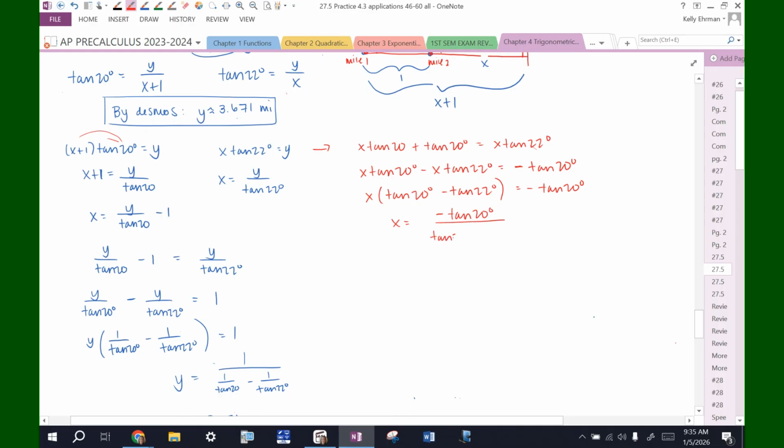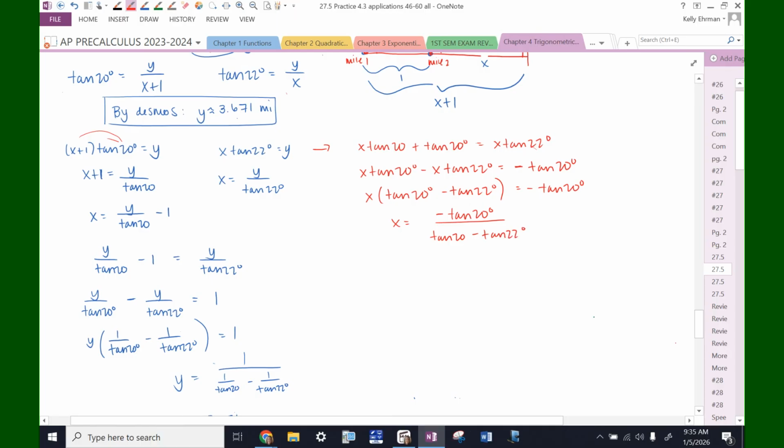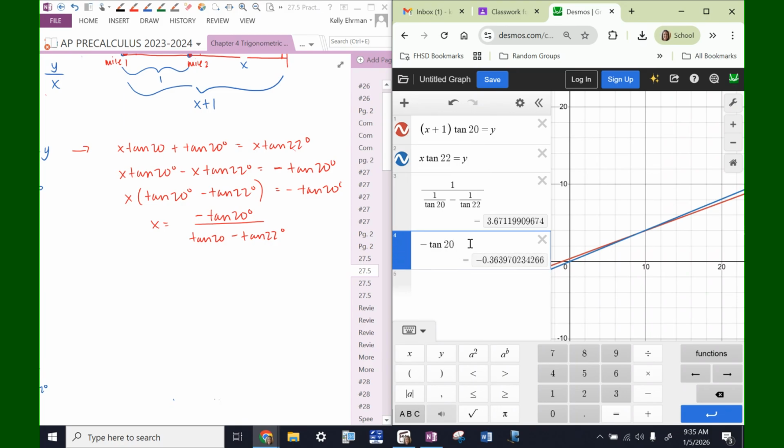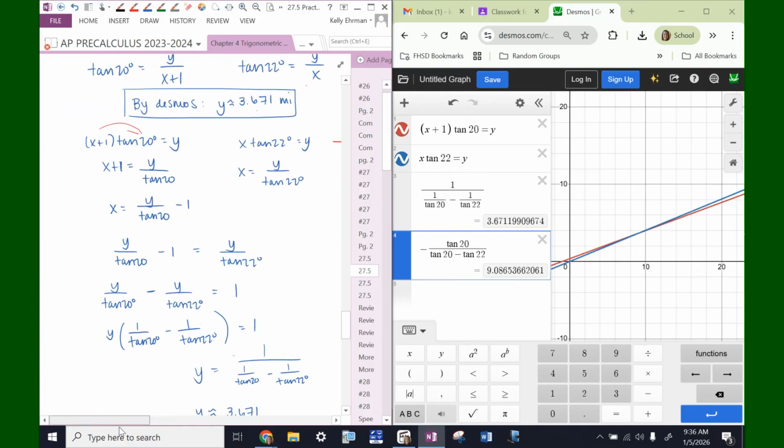The thing about this one, though, is you're going to see when I type this in, I don't get the 3.671 answer that I should get. So we'll talk about that in a second. Let me type this in, though. So that was negative tangent 20 divided by tangent of 20 minus tangent of 22. I'm not getting 3.671 like I'm supposed to. I'm getting 9.086. Remember, this is the answer for x, and I want the answer for y.